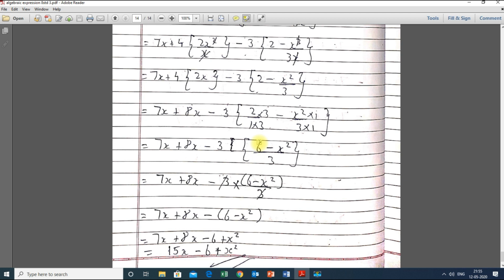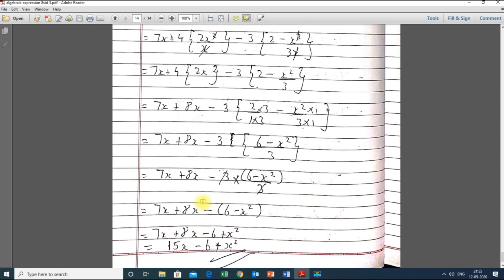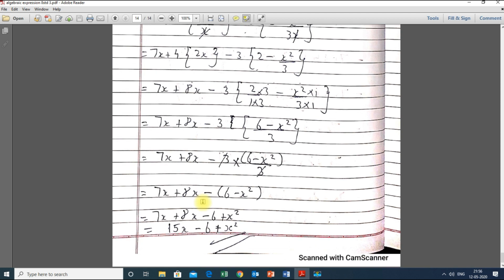You can avoid these 3 steps. In one step you will get the answer, that is 6 minus x square. Now open the bracket and then solve the same way we have done earlier over here. I hope you have understood. If you want, I will explain in more detail in a video lecture. Hope you have understood till here.